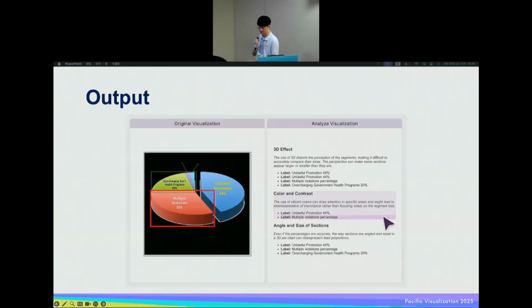And this is the output of our pipeline model. So as you can see in the image, as the user hovers on a specific label, you can see the object corresponding to the label on the left side. And also, for each issue, there are explanations of the issue provided to the user. And also, the user can see which specific labels are related to the issue.